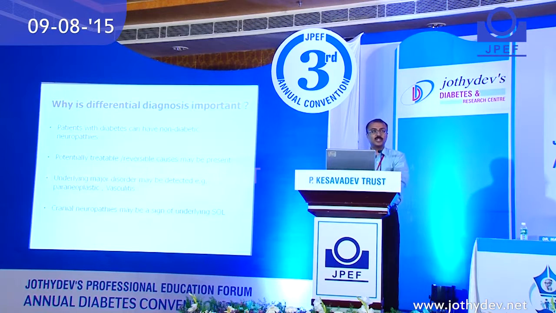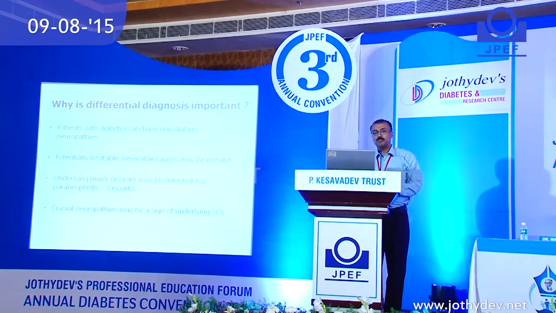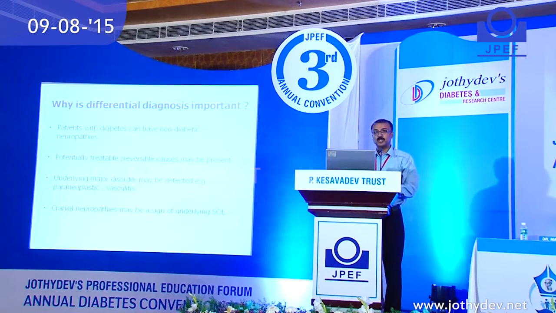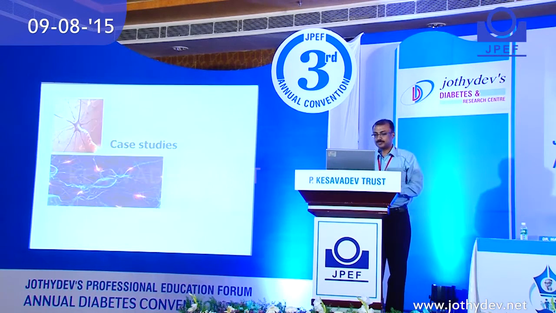So why is the differential diagnosis very important? One, as I told you, patients can have non-diabetic neuropathies. Second, potentially treatable or reversible causes may be present which you can identify. You may have an underlying severe major disorder like a vasculitic disorder or a paraneoplastic syndrome, which you may miss if you don't identify correctly. And cranial neuropathies may be a sign of intracranial space occupying lesions. So there are a lot of reasons why you should look for another cause of neuropathy in a patient with diabetes.